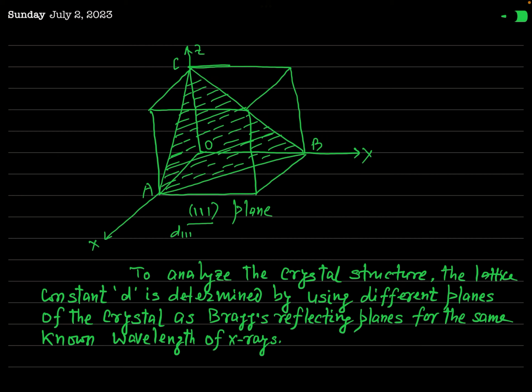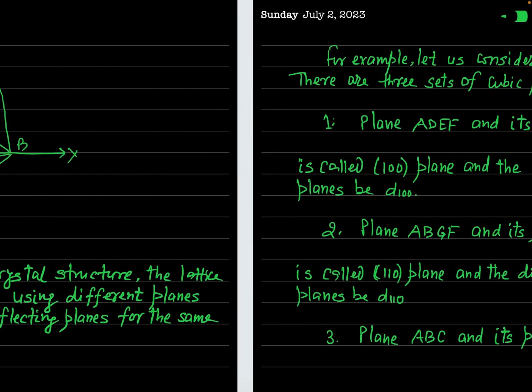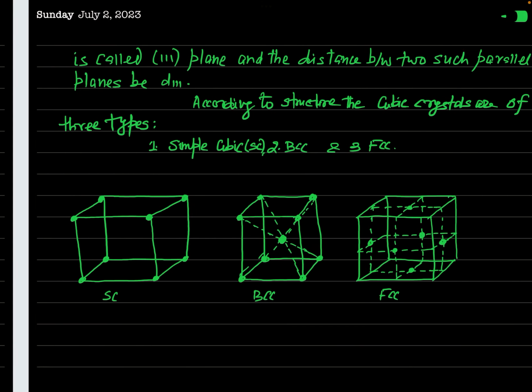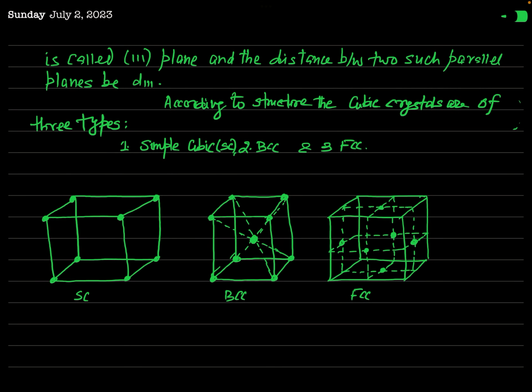So for your convenience, I have written all these things here. In the first figure you have seen the plane ADEF and its parallel planes, and this plane is called 100 in terms of Miller indices, and the distance between such parallel planes is denoted by D100. Similarly, in the second figure you have seen the plane ABGF and its parallel planes, represented by the Miller indices 110, and the distance between such parallel planes will be represented by D110. And in the third figure you have seen the plane ABC, and the distance between these parallel planes is represented by D111.